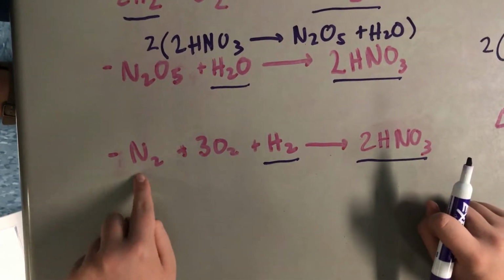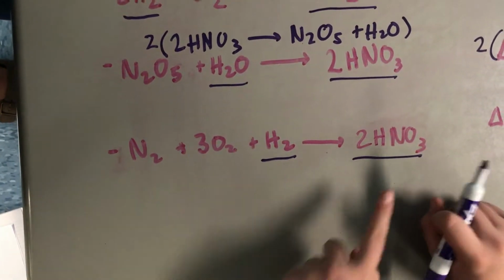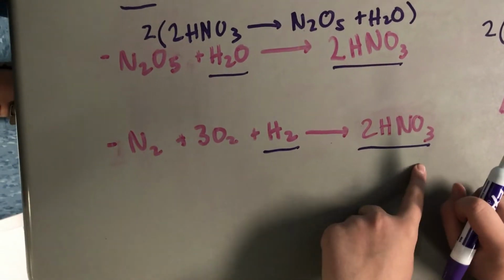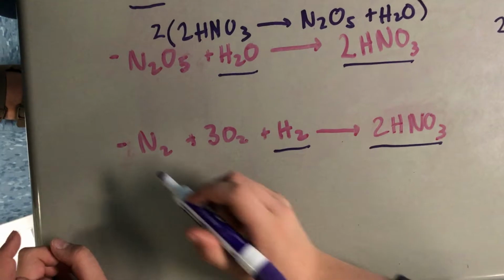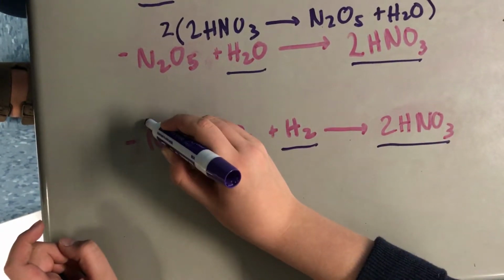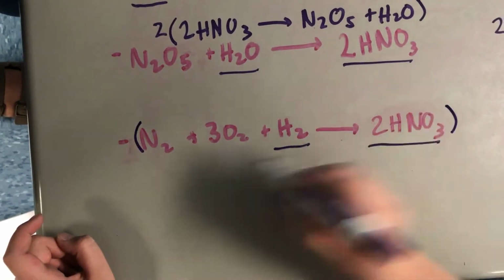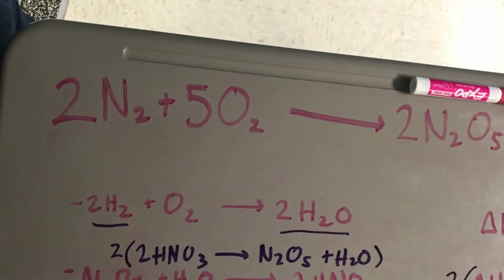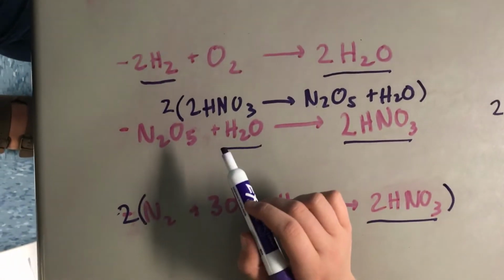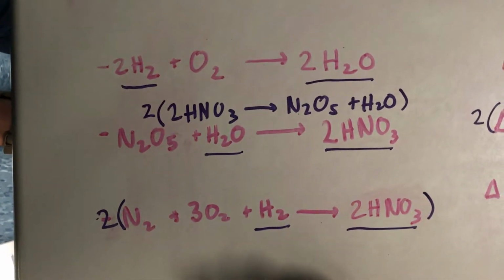Okay, so for the next one, we know that N2 is going to stay because that's in the original equation, but it doesn't have the right amount of moles. So this one is going to cancel with this one, so this one, I don't think we need to flip. So what we have to do is multiply the whole equation by 2 since the N2 has 2 moles.